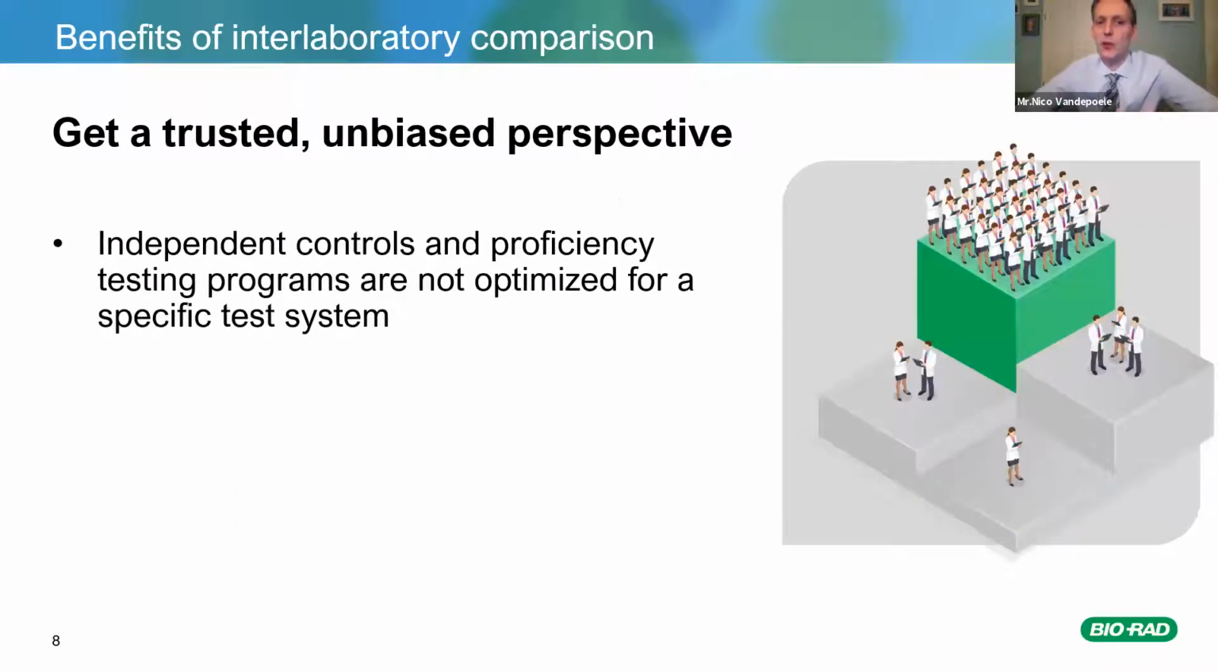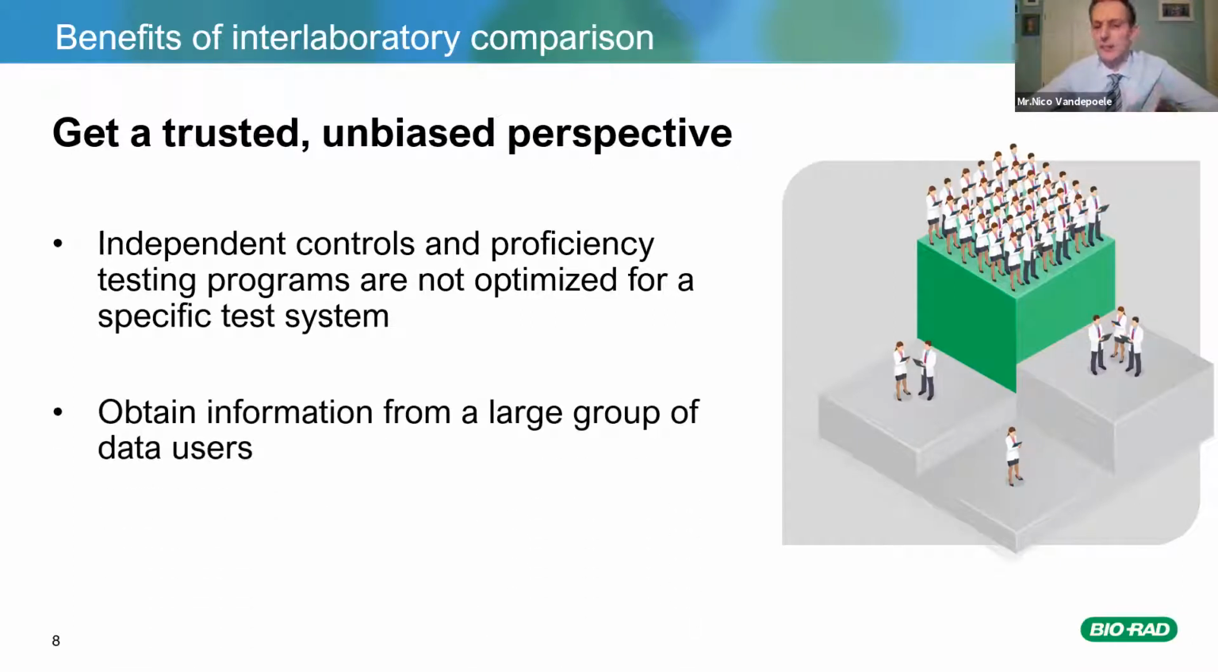It's important to get a trusted, unbiased perspective. And that's why you're using independent controls and independent proficiency test programs. They are not optimized for a specific test system. If you would just be running a manufacturer control, they could often be based on the calibrator material, and that might be something which could hide specific effects or specific errors that you might not see because they're the same material and they have the same degradation rate or they have the same error built in, so you would not see that. So that independence is important.